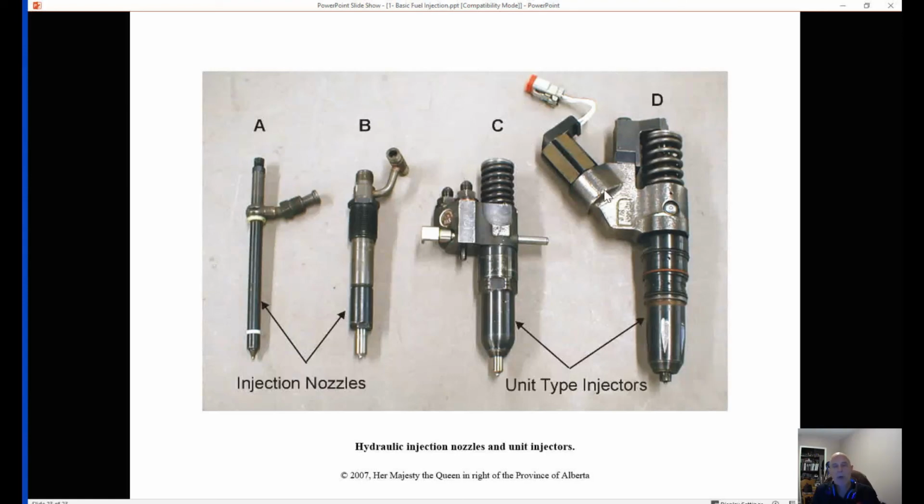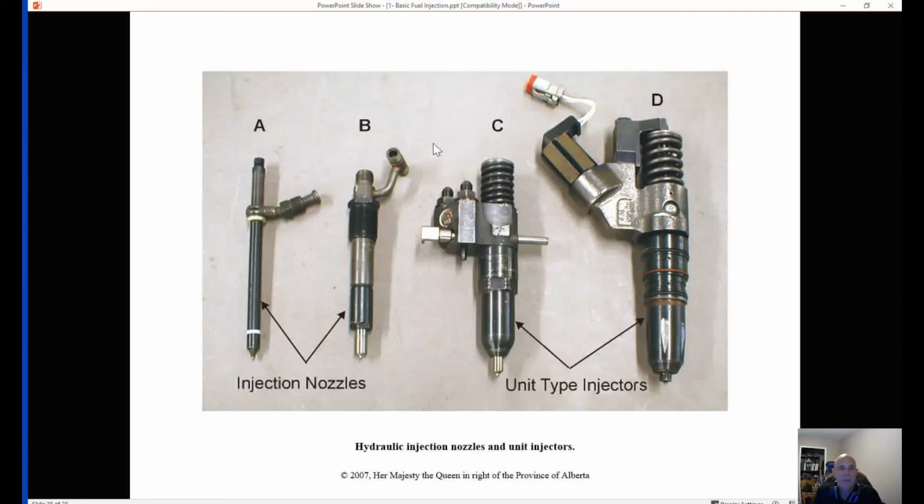What does the electronic part do? Well, the electronic part blocks off the return flow of fuel. We talked about fuel flowing through the head. Well, what happens when this plunger starts to move down? If the ECM says it's time to inject fuel, it'll block off the return side. The fuel can't return anywhere, it creates pressure, and it's got to come out the nozzle.